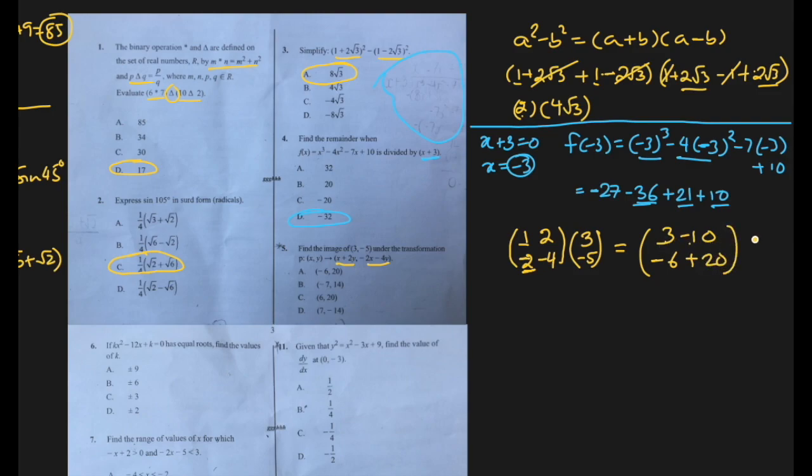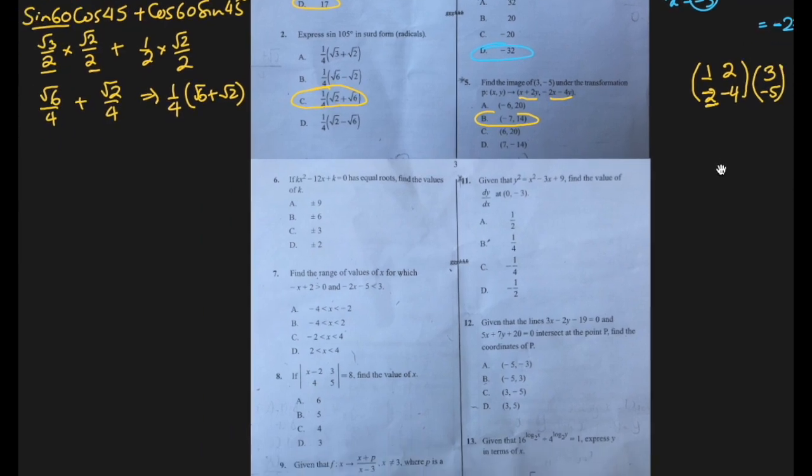So 3 minus 10 is negative 7. And minus 6 plus 20 is 14. This is the image: (-7, 14). B is the answer. Okay, question number 6 here.